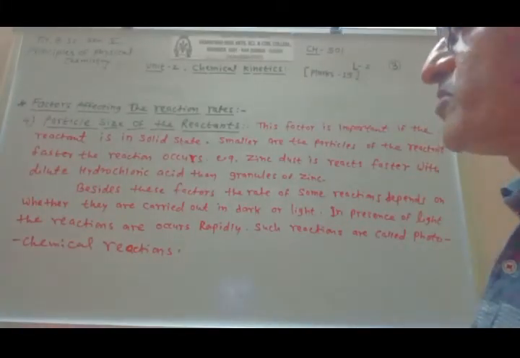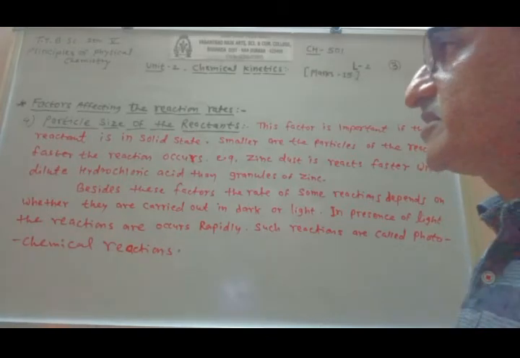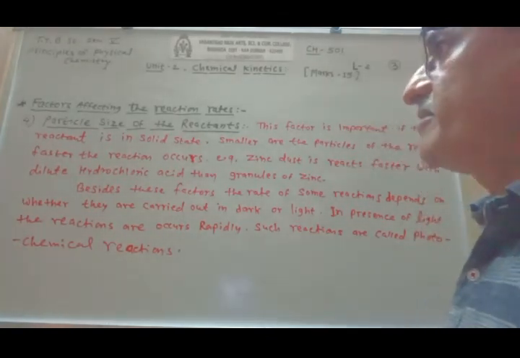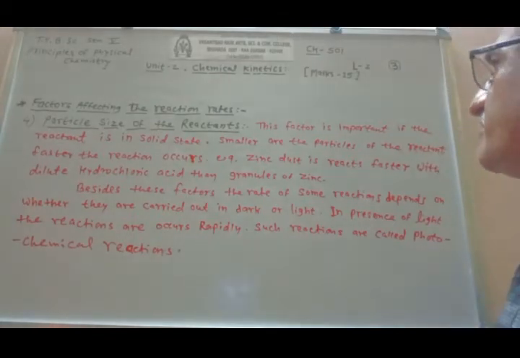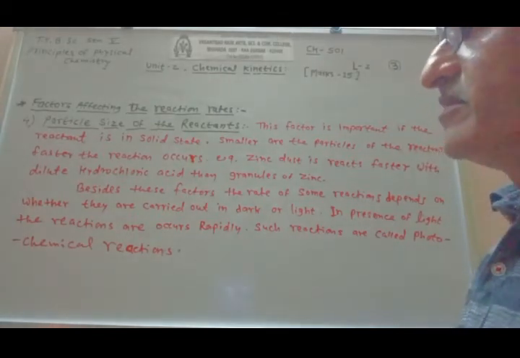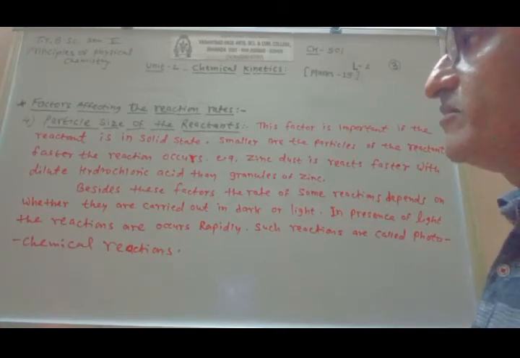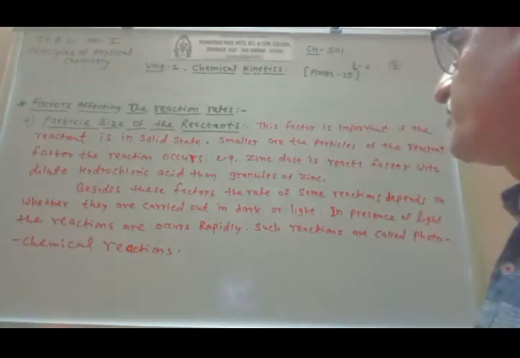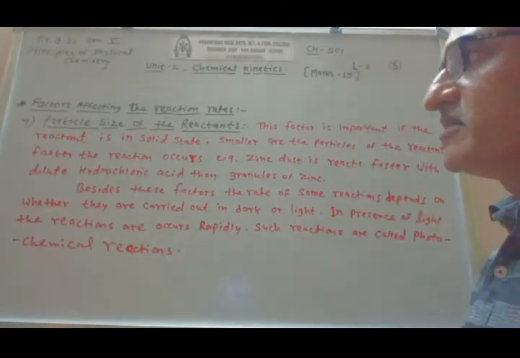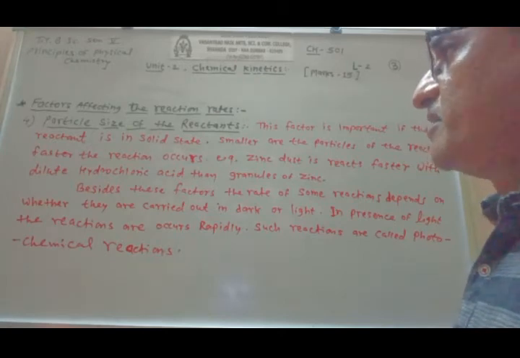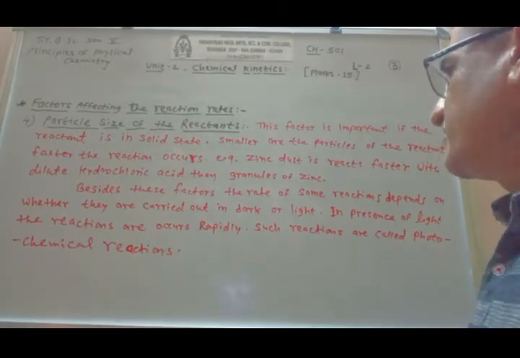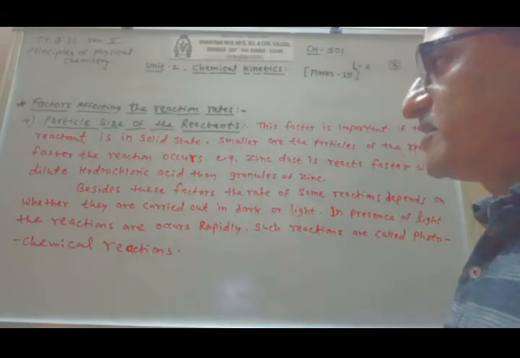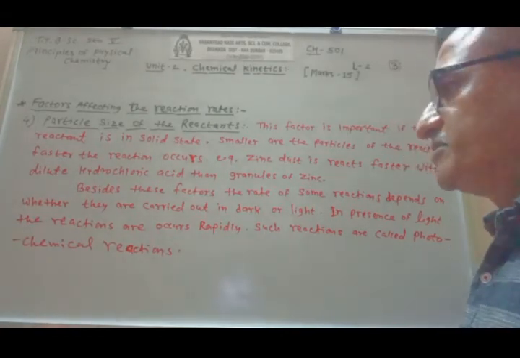Friends, the fourth factor which affects the reaction rate is the particle size of the reactants. This is a very important factor because when the reactant is in solid state, the smaller the particle size, the faster the reaction rate. For example, zinc dust reacts with dilute hydrochloric acid much faster than granules of zinc.